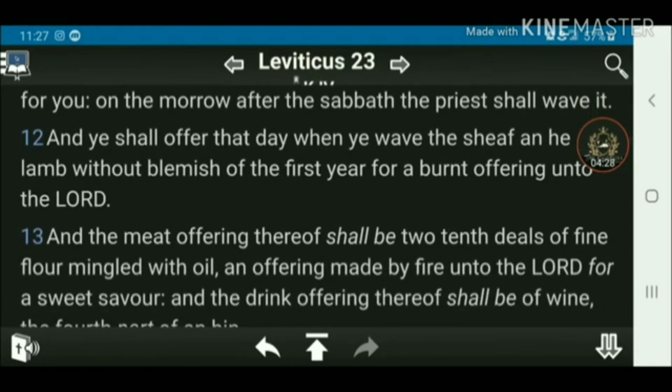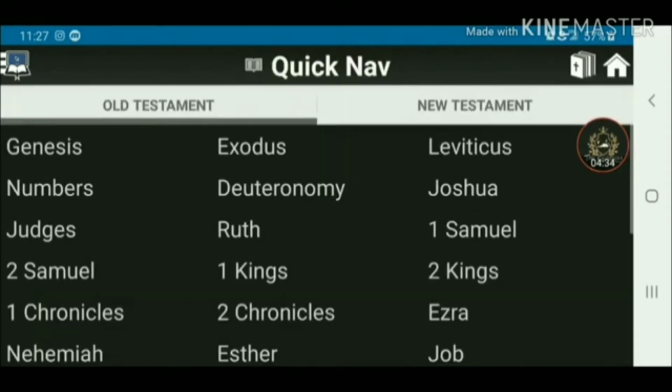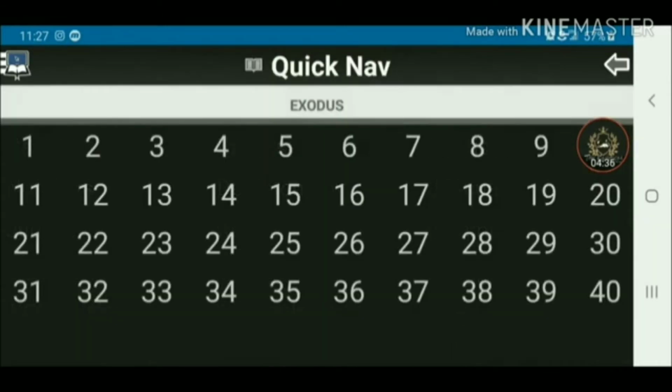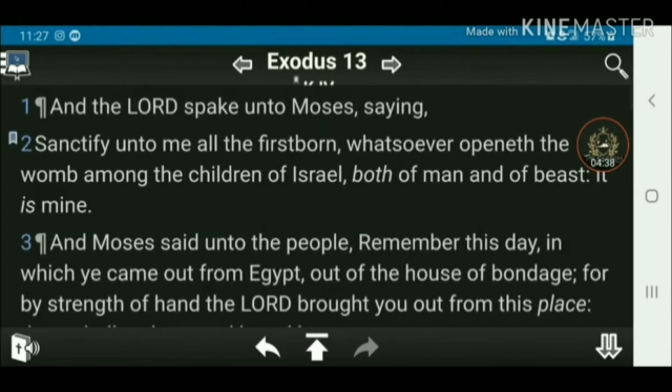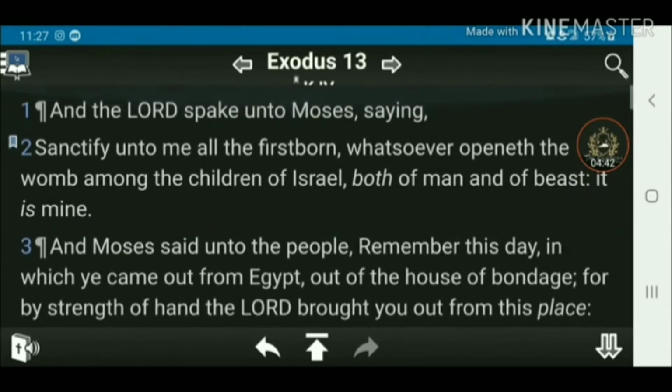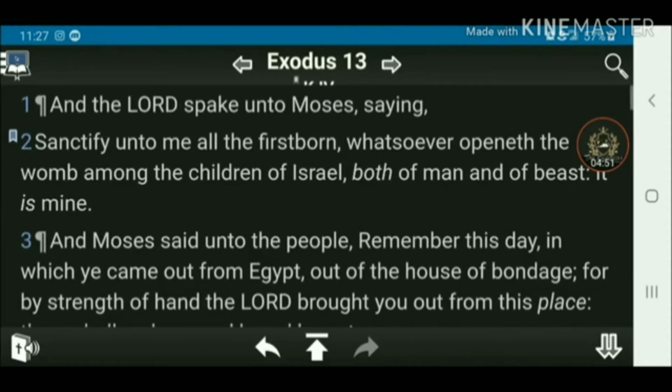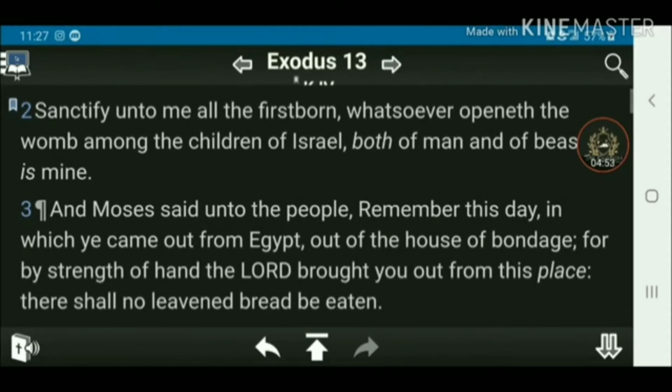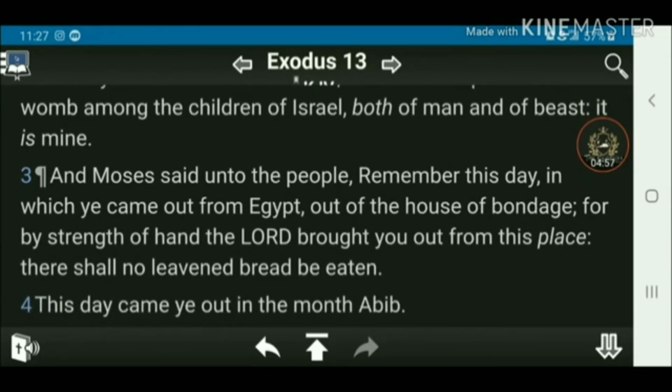All right. Now let's go get Exodus, the book of Exodus, right? We want to get Exodus, the 13th chapter. And let's read from 13 from the top. It says, And the Lord spake unto Moses, saying, Sanctify unto me all the firstborn, whatsoever openeth the womb among the children of Israel, both of man and of beast is mine.